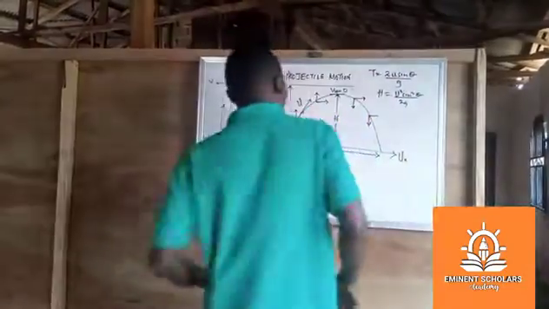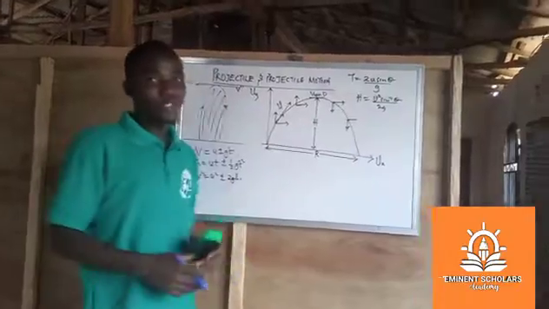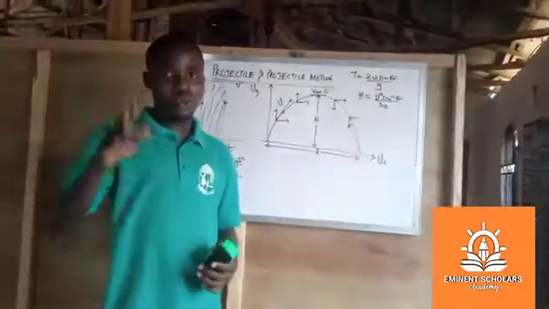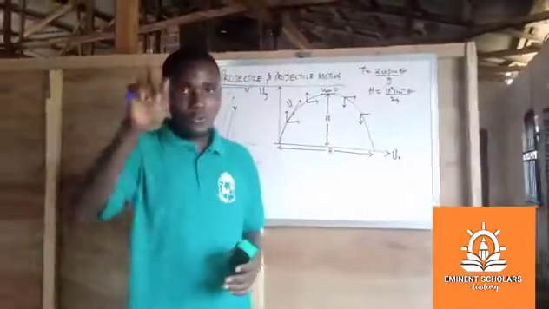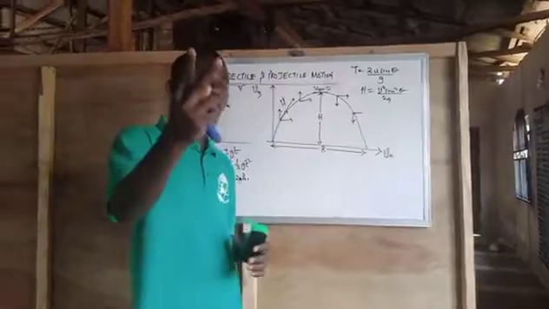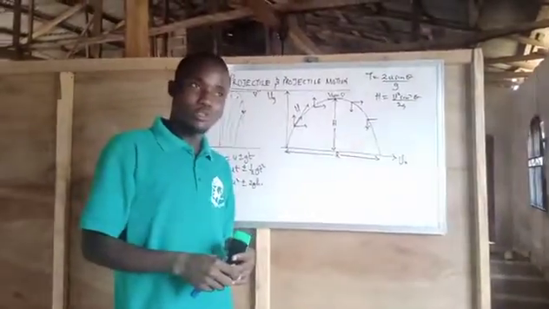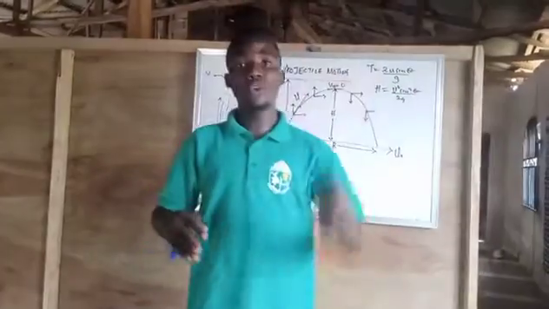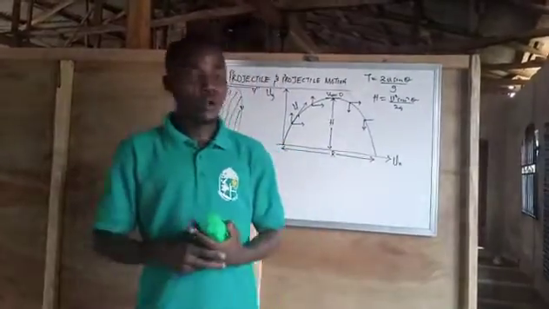Now, to projectile motion. Projectile motion is the movement of a body in a parabolic way, that is, in a curved way. Now, projectile motion is a type of two-dimensional motion. Why is it said to be a two-dimensional motion? Because it can be considered in the vertical component and the horizontal component.